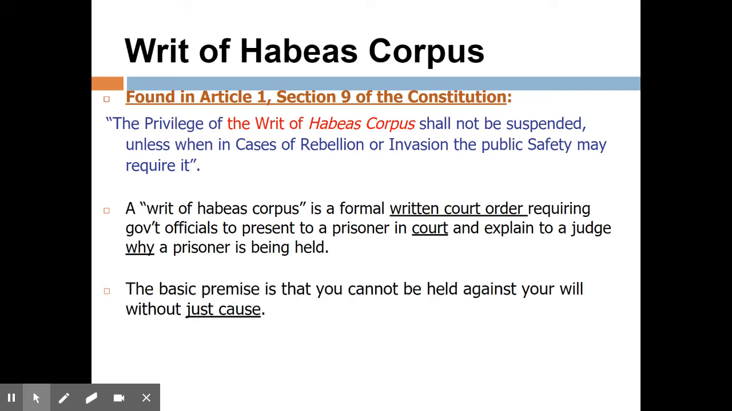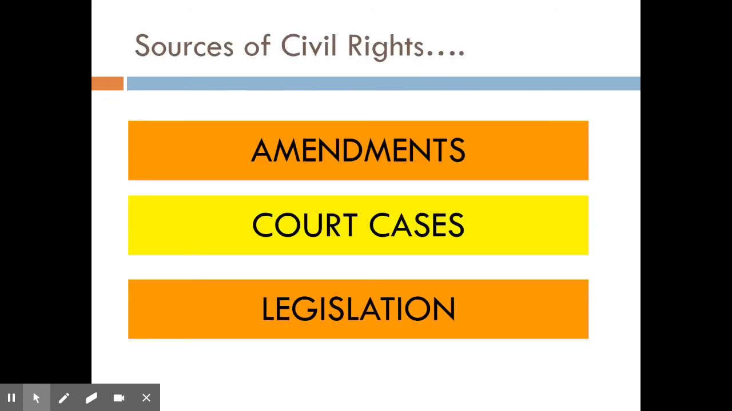And again, the basic premise is that you can't be held against your will without some sort of just cause that is provided by the government to a judge. So these are the primary sources of your civil liberties.